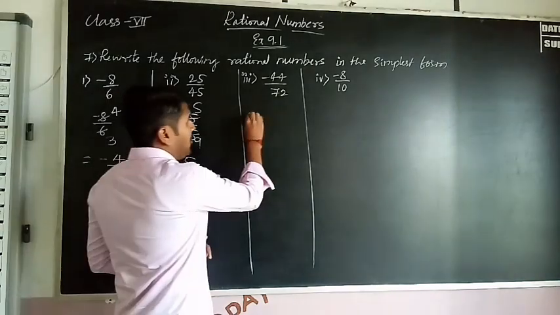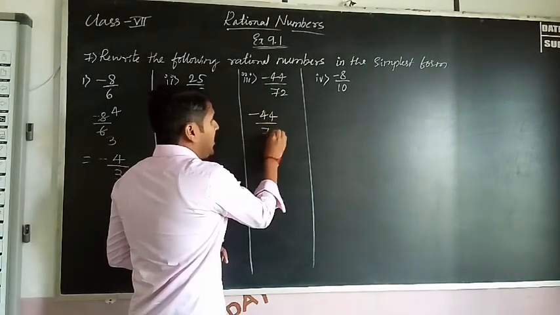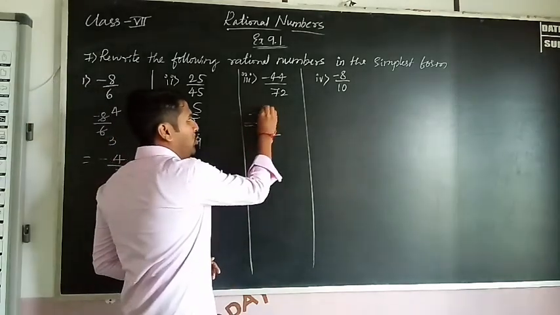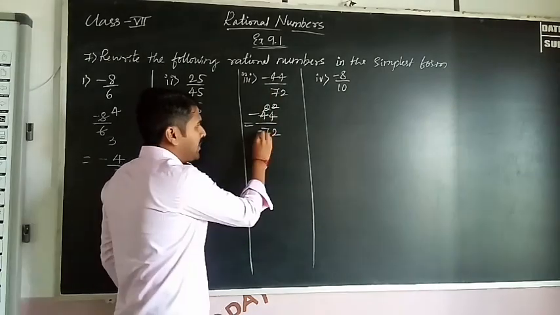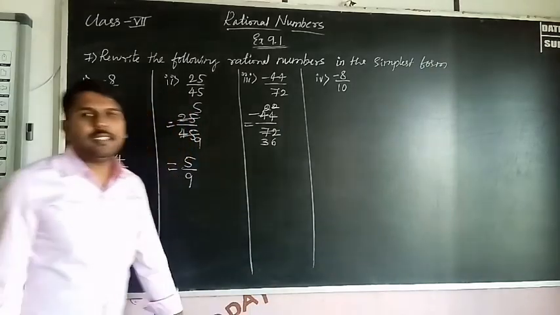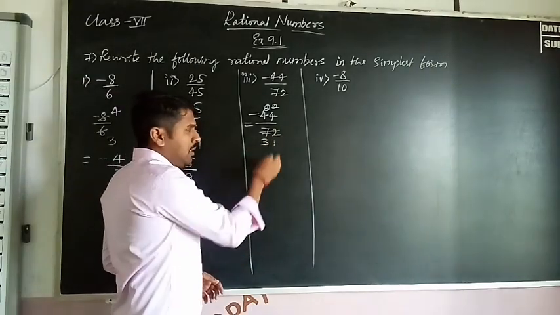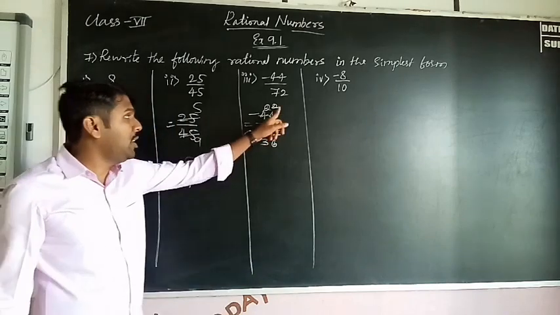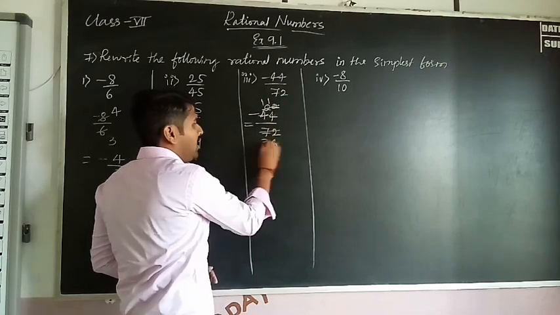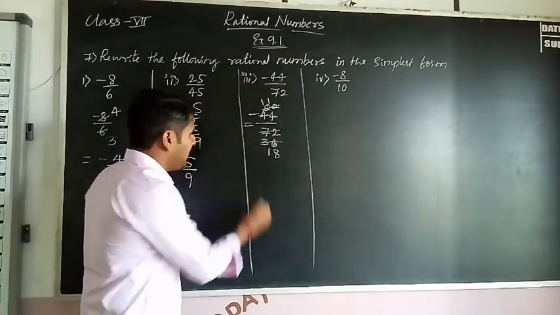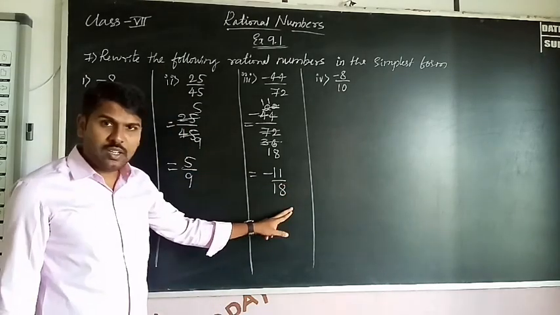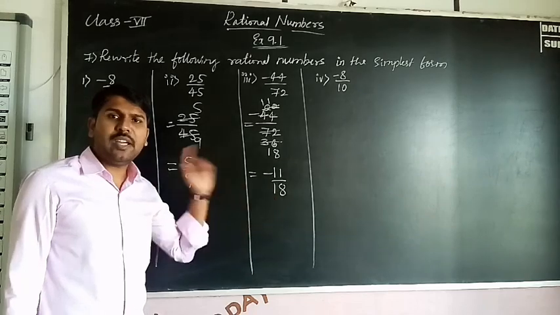So next, minus 44 by 72. These two are even numbers, divisible by which number? 2. 2 22s are 44, 2 36s are 72. So you get minus 22 by 36. Okay. Next, 22 and 36. Again divisible by 2. 2 11s are 22, 2 18s are 36. So next you will get minus 11 by 18. Is there any common factor other than 1? No. That means the final answer is minus 11 by 18.